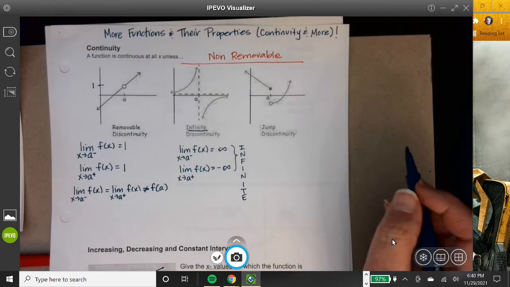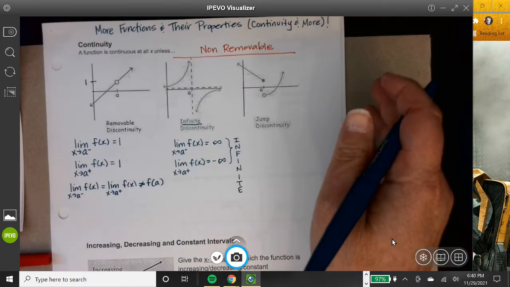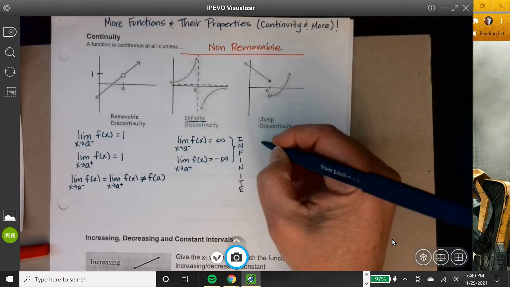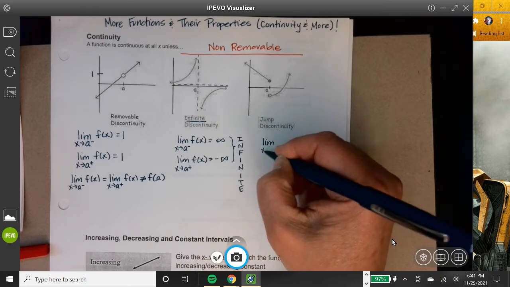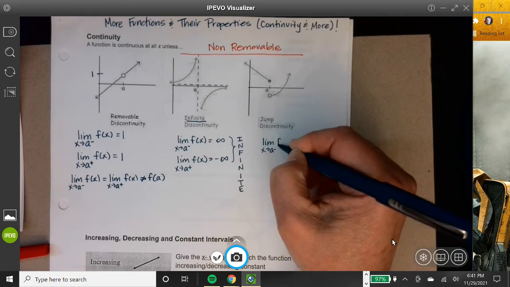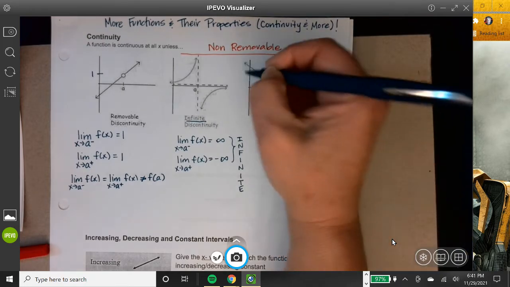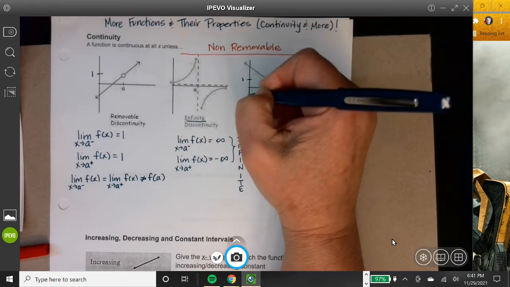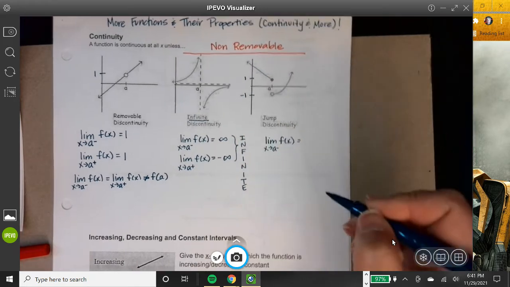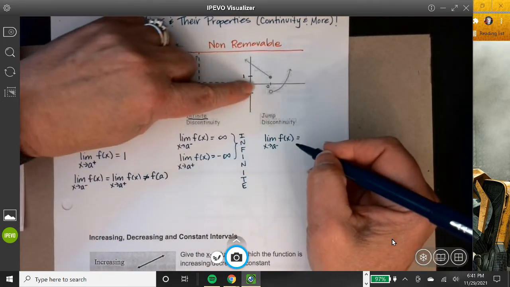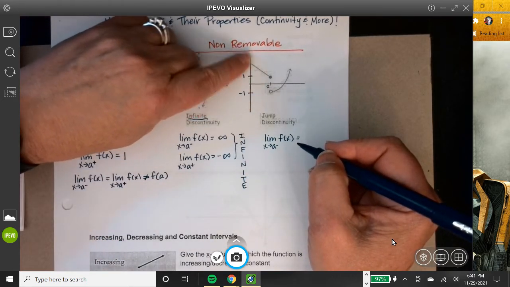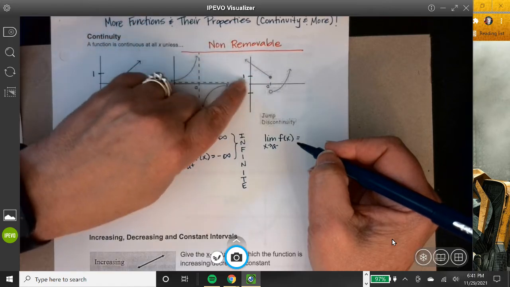Even the limits are infinite. Okay, so let's talk about the jump discontinuity and its limits as you get closer and closer to A. All right, so the limit as x approaches A from the left side of f of x for a jump discontinuity, we'll call this 1, and we'll call this -1 here, so we have some numbers, okay? The limit as x gets closer and closer to A from the negative side or the left side, the y is approaching what? It's approaching 1.